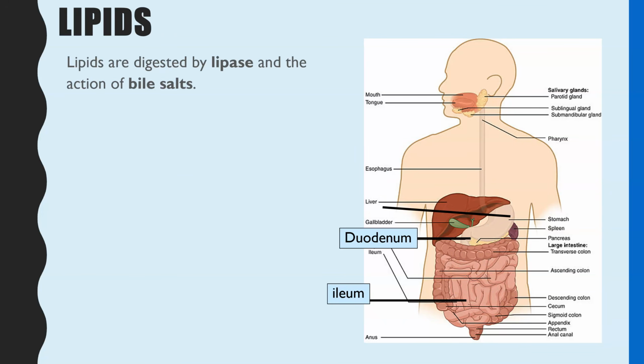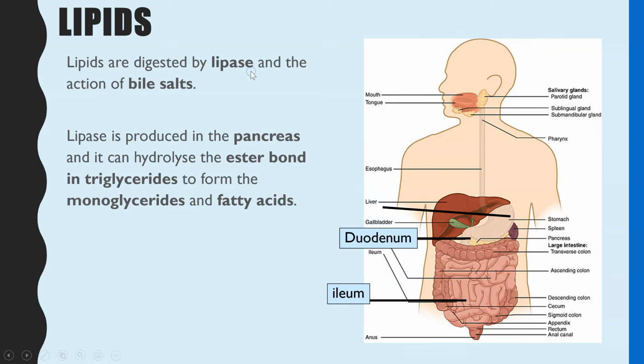Lastly then, the digestion of lipids. And this is slightly different because it does involve enzymes for chemical digestion, but it also involves some physical breakdown as well using bile salts. And we'll go on to that in a bit more detail in the next slide.